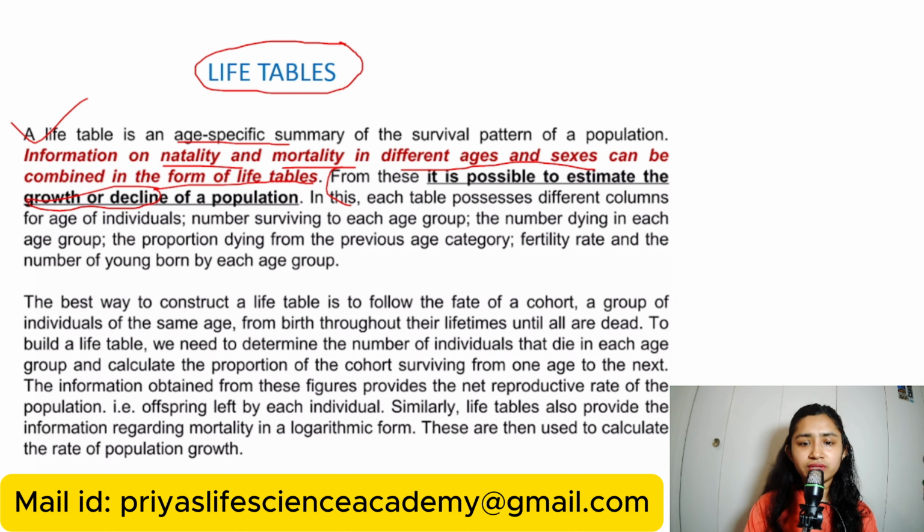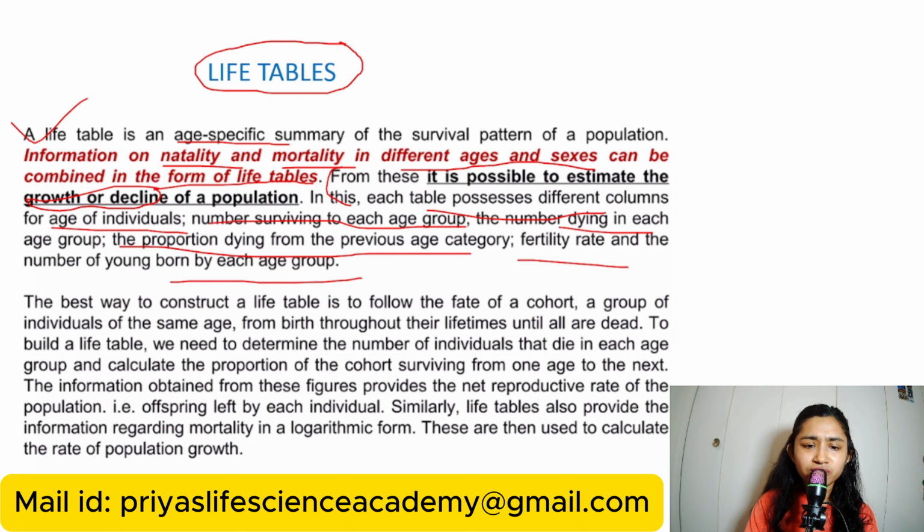In this, each table possesses different columns for age of individuals, number surviving to age group, the number dying in each age group, and the proportion dying from the previous age category, their fertility rate, how they can give birth to the young ones, and the number of young born by each age group. So all this information is given.